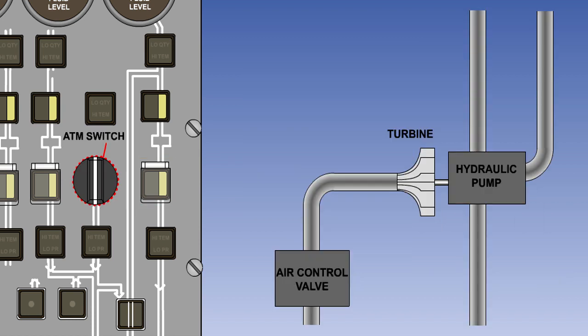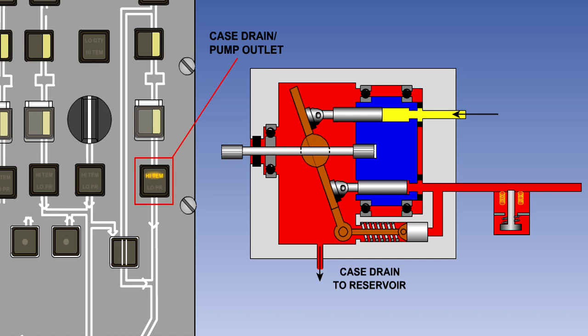There are air turbine motor-driven backup pumps in the B and C systems. The switches highlighted here control these pumps. The engine-driven pump case drain return fluid temperature is monitored in order to check pump condition. The lights highlighted here illuminate if the temperature becomes excessive.